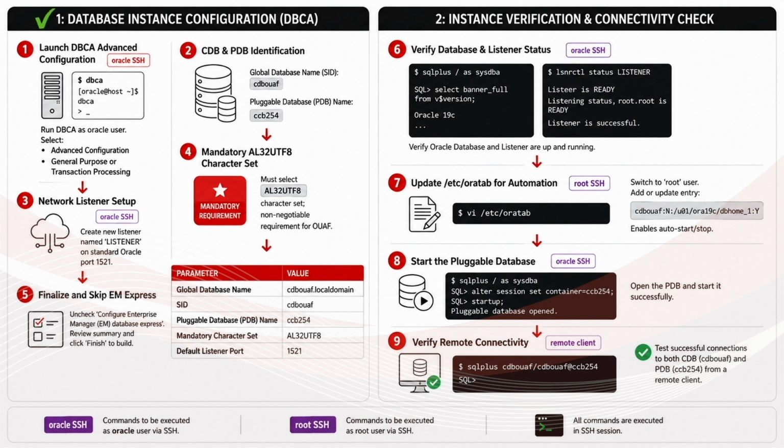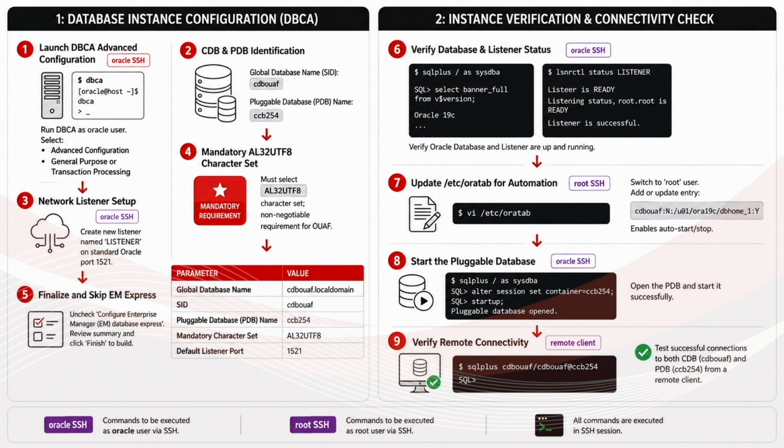First, database instance creation and configuration using DBCA, then instance verification and remote connectivity checks. As you will notice during the walkthrough, I have created two SSH sessions, one for the root user and another one for the Oracle user. These ensure that each command is executed in the correct user session. Most of the tasks in this walkthrough will be performed from the Oracle user session, while the /etc/oratab file update will be done from the root user session.